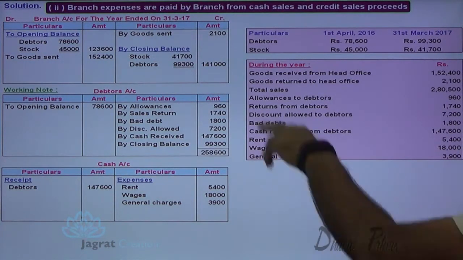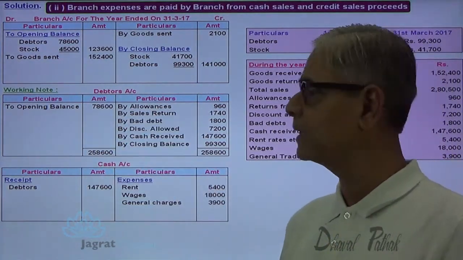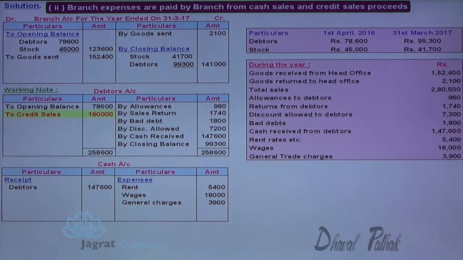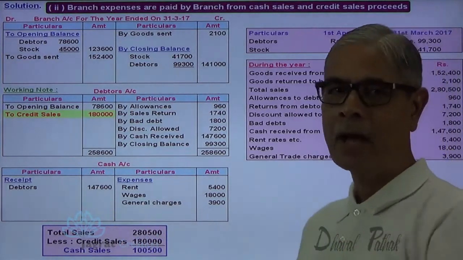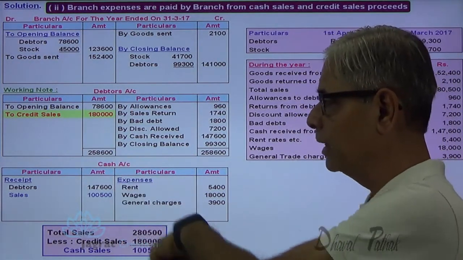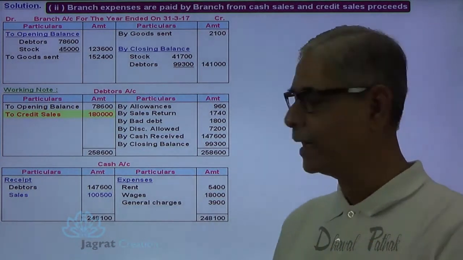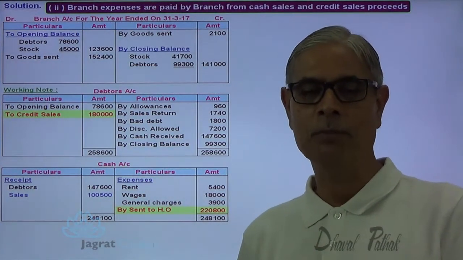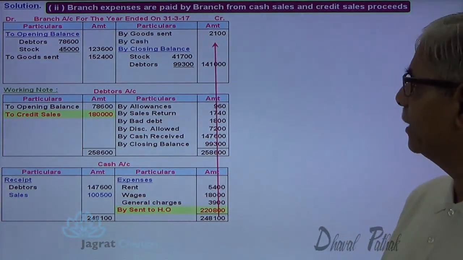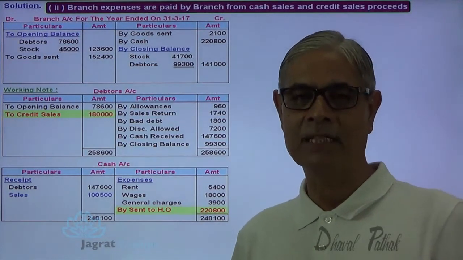Now, let me close this debtors account. I'll find out the credit sales. So 2,58,600 made 78,600. So this is a credit sale. Total sales minus credit sales is equal to cash sales. The cash sales proceeds are recorded on the receipt side of the cash book. Now this is the total cash received by the branch. From that, expenses paid are deducted. Balance cash sent to HO. So HO has received this much cash from the branch. Cash account debit to branch account credit. 2,20,800. This is the remittance that I recorded on the credit side of the branch account.